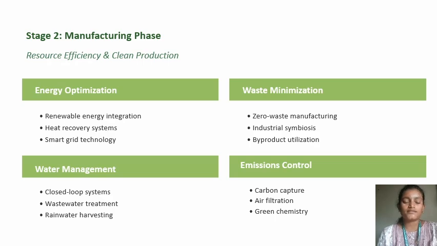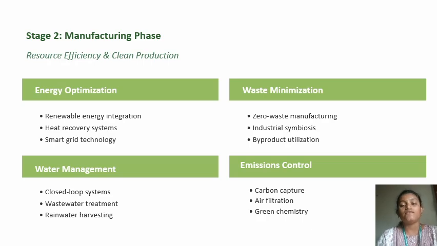Then manufacturing phases. This is resource efficiency and clean production. First one, energy optimization, waste minimization, water management, and emission control. First one is energy optimization. This is required as using renewable energy and efficient system. For example, renewable energy integration, heat recovery system, smart grid technology.